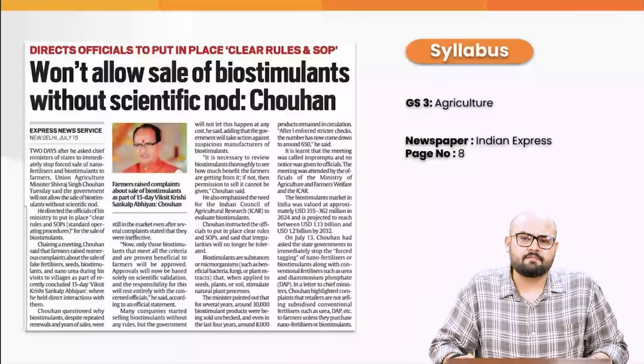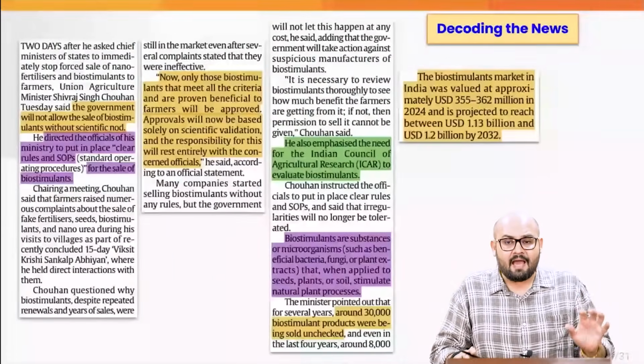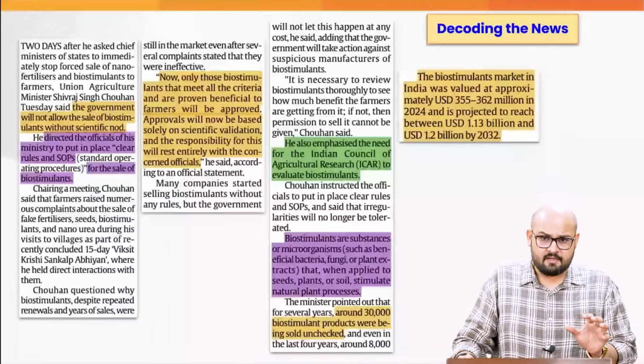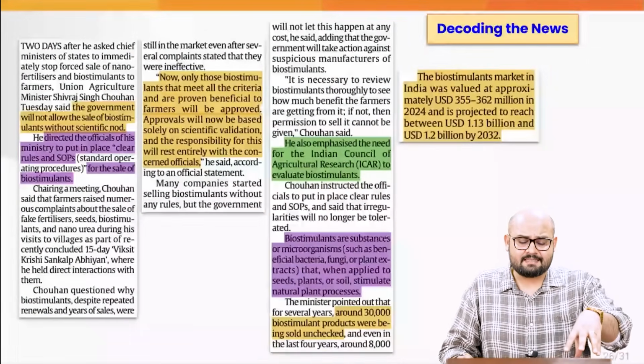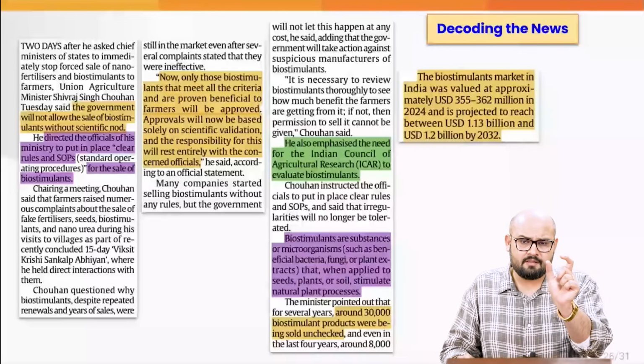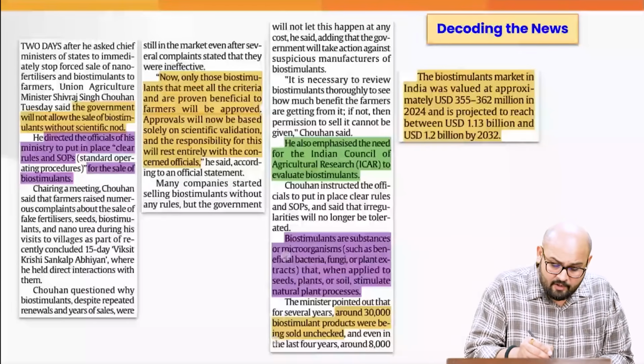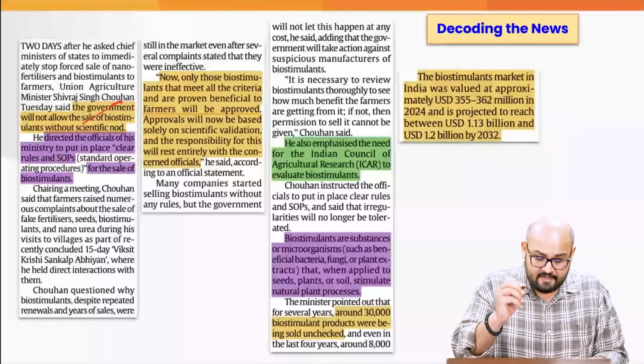Coming to the next topic, this is with respect to a very important input in agriculture, which is biostimulant. So we have the Union Agriculture Minister who has said that the ministry is going to take strict action if it finds that there is illegal supply of these biostimulants in the market, right? We'll see what these biostimulants are all about. The government will not allow the sale of biostimulants without scientific nod.